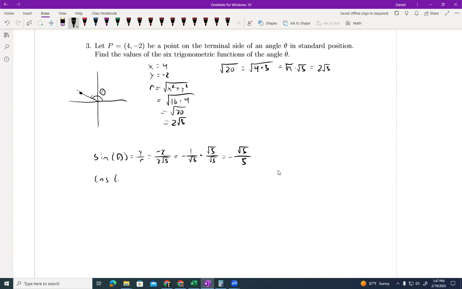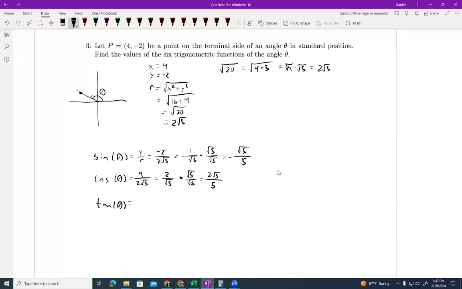Now I'll do cosine of theta, just x over r. So that's going to be 4 over 2 square root of 5. The 4 and my 2 will cancel, so it's just 2. So I get 2 over the square root of 5. Do the same trick here. Multiply by square root of 5 over square root of 5. So I get 2 square root of 5 upstairs. Square root of 5 times square root of 5 is the square root of 5 squared, which is just 5.